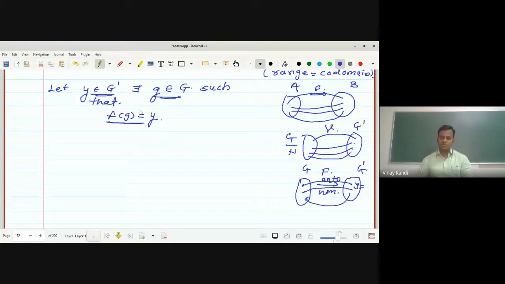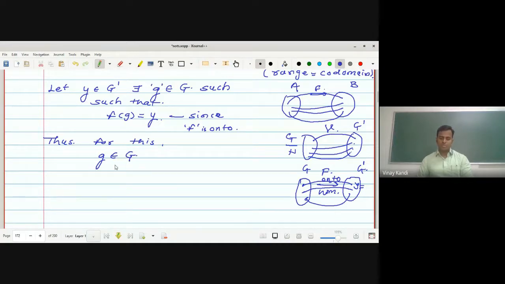What is the reason? Since f is onto. Thus, for this small g, which belongs to capital G, we get the element n g belonging to the quotient group G by n.